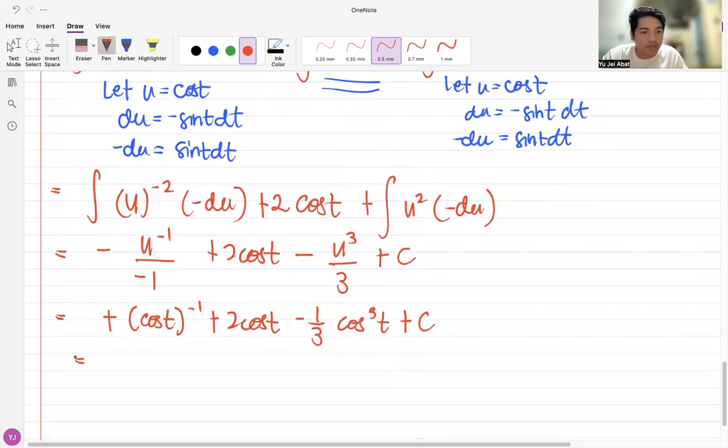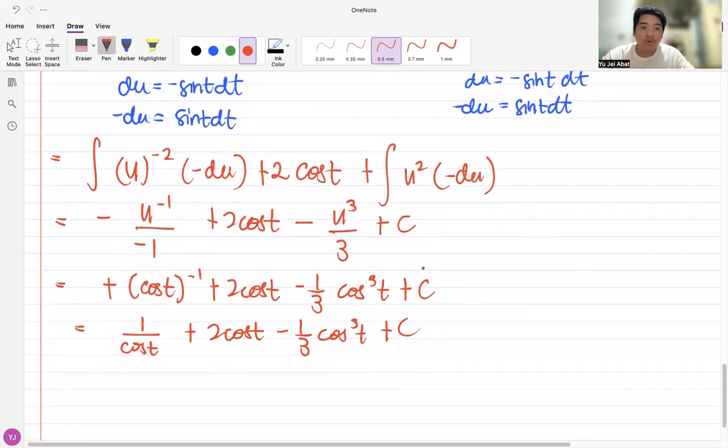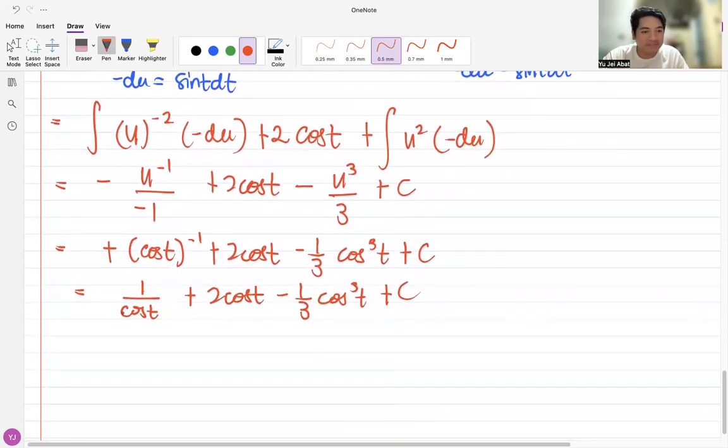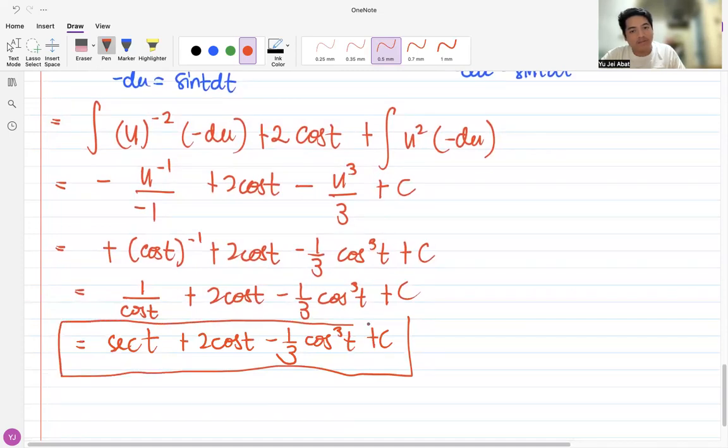So cosine of t raised to negative 1, I can rewrite as 1 all over cosine of t, plus 2 cosine of t minus 1/3 cosine cubed of t plus c. But 1 over cosine, we know that is secant of t, plus 2 cosine of t minus 1/3 cosine cubed of t plus c. So that is our answer for this given integral. Okay, so that's for number 98.